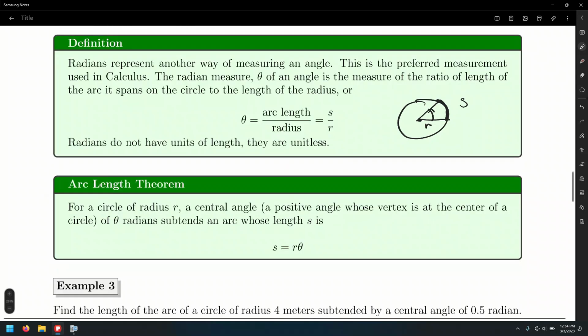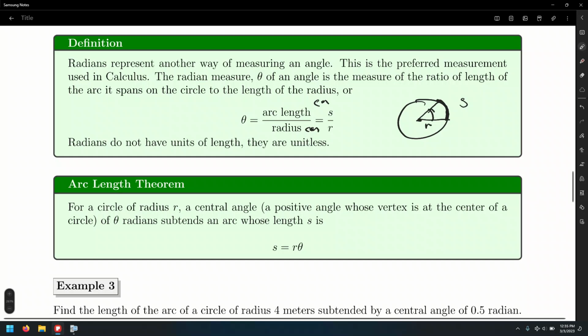And by the way, these are unitless. Actually, we don't use any symbol to represent radians as opposed to degrees. We use that little circle there, but not for radians. And the reason why radians do not have any units is that these are centimeters over centimeters, for example, or meters over meter. Those units cancel, they just go away.